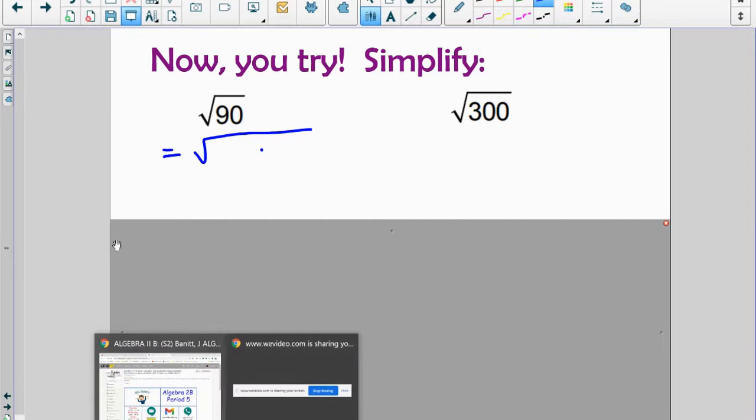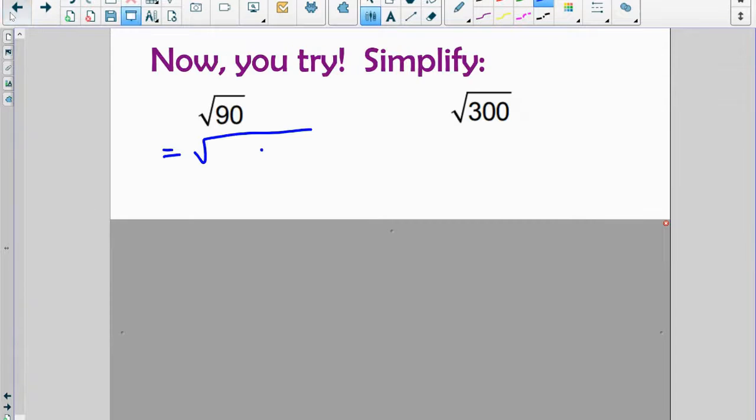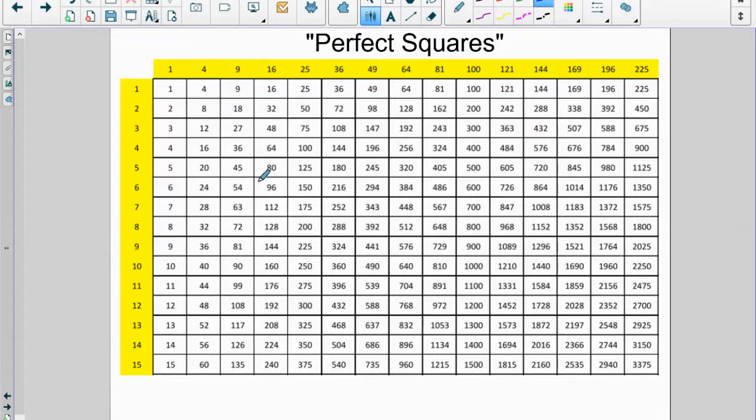And you might be able to do this even without the chart. I'm going to find my chart. There it is. 90, let's see. I can't divide 90 by 81. 90 divided by 64, nope. 90 divided by 49, nope. 90 divided by 36, nope. 90 divided by 25, oh, no, not quite. 90 divided by 16, no. How about 90 divided by 9? Well, yeah, 90 divided by 9 is going to work. That's just 9 times 10.